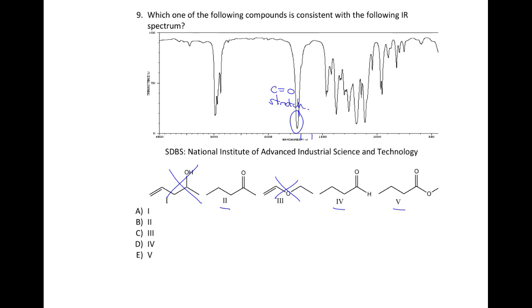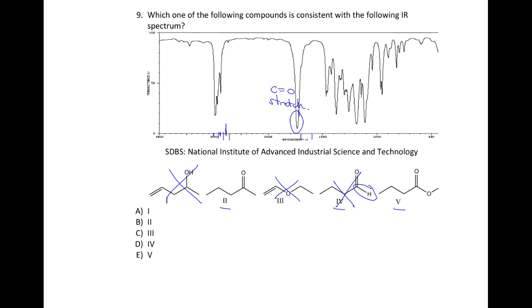So if it was compound number 4, I should see the aldehydic carbon-hydrogen stretching at 2750 and 2850, and if I go back here I see 3000, 2900, 2800, 2700, so that means I should see a peak here and a peak here, and I definitely don't see any peak at 2750, so I know that this can't be compound number 4. It's not an aldehyde.